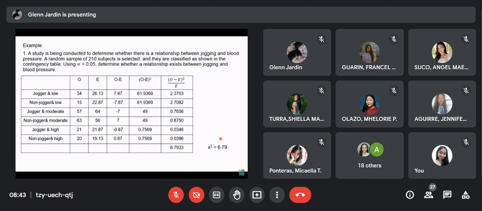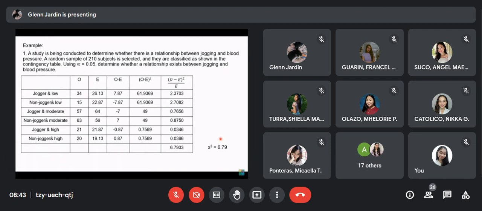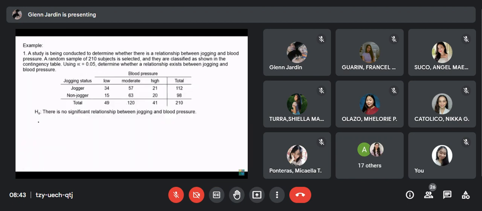So using 6.79 as your chi-square value, access the link that I put in the description para ma-direct kayo sa webpage ng p-value calculator for chi-square. Itatanong lang sa inyo ang chi-square value na 6.79 at degrees of freedom. O nga pala, hindi pa natin yon nasa-solve.